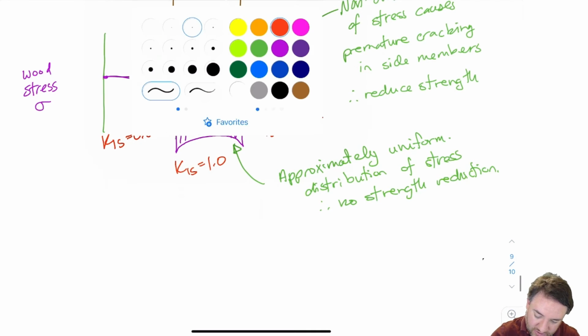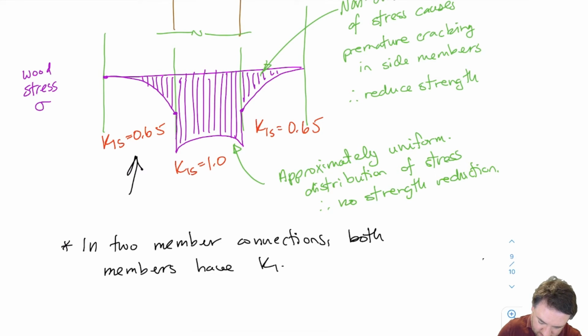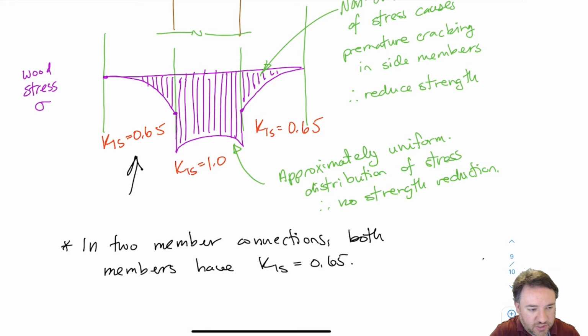In a 2-member connection, both members are side members, so both members are going to have this kind of non-uniform distribution of stress. Then for both members in a 2-member connection, I'm going to use KLS equal to 0.65. So to sum up row shear, what I'm going to do is give a step-by-step method using the clauses from the standard to show you how to go through and do a full design.